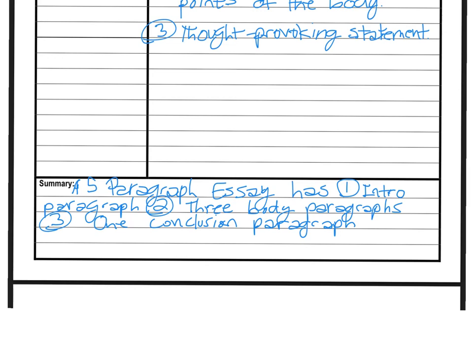So once it's all said and done, a 5-paragraph essay has 1 introduction paragraph, 3 body paragraphs, and 1 conclusion paragraph. Use this outline to help you remember the order of your own writing and your own paragraphs.